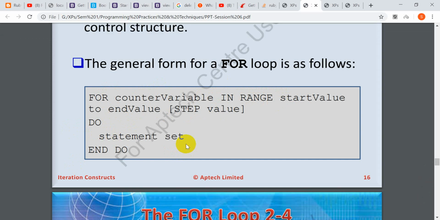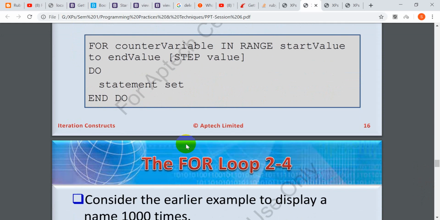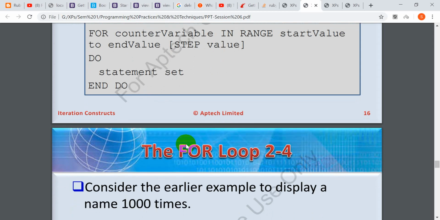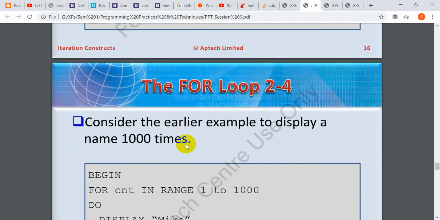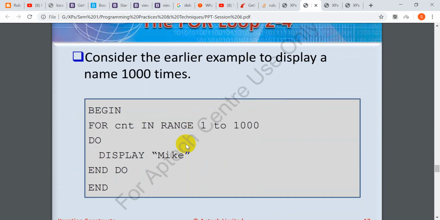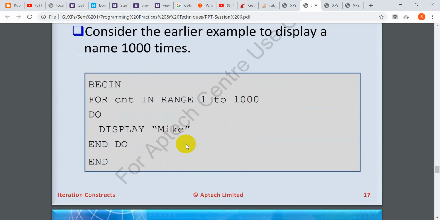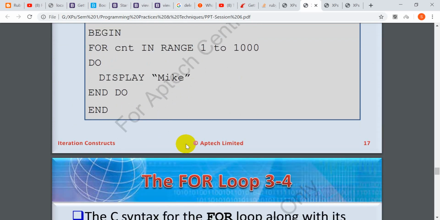The counter variable starts counting from 1. Then in range, maybe a condition again, the start value to end value. Again, about this, I will show you how to do that. So the for loop is again: for count in range 1 to 1000, do display mic. For count in range from 1 to 1000, do what? Display mic. This is how it is.